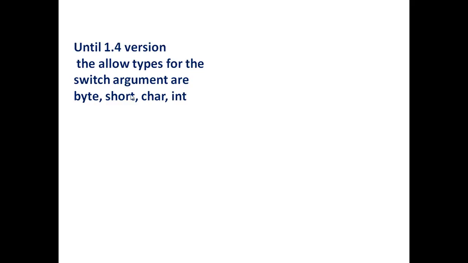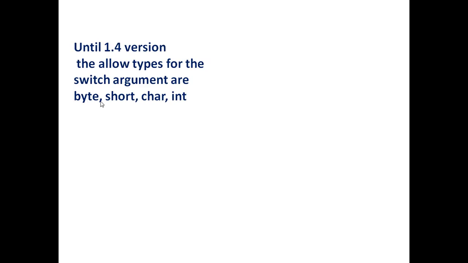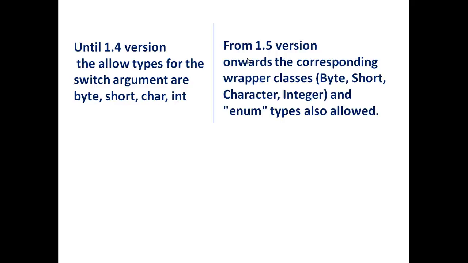With the enhancement of the JDK, that is Java Development Kit, in version 1.5, the wrapper classes of these types were also introduced inside the switch argument. So from version 1.5 onwards, we can use the Byte wrapper class, Short wrapper class, Character wrapper class, and Integer wrapper class, along with these 4 data types as well. The corresponding wrapper classes and enum types are also allowed. So the tally is increasing now.